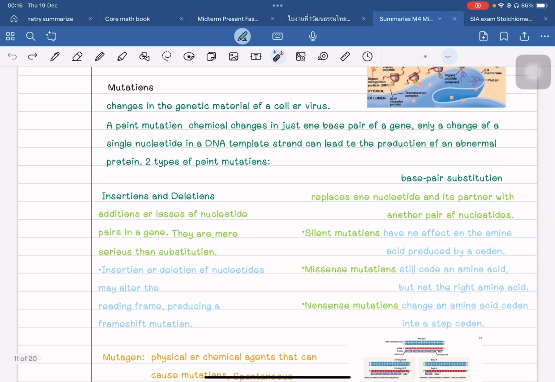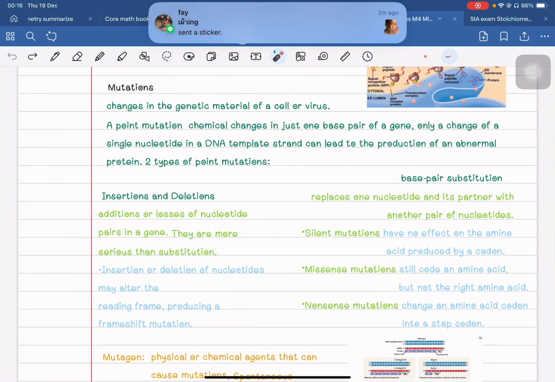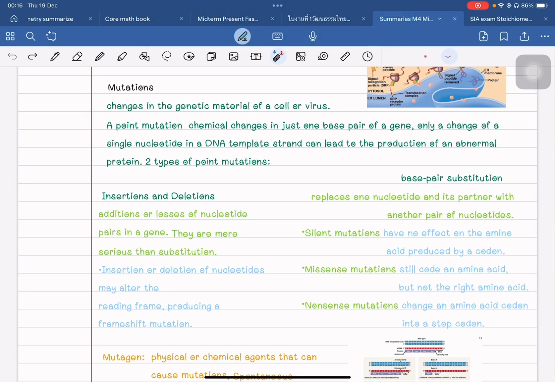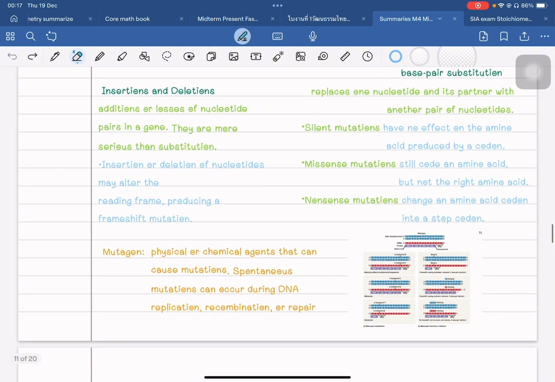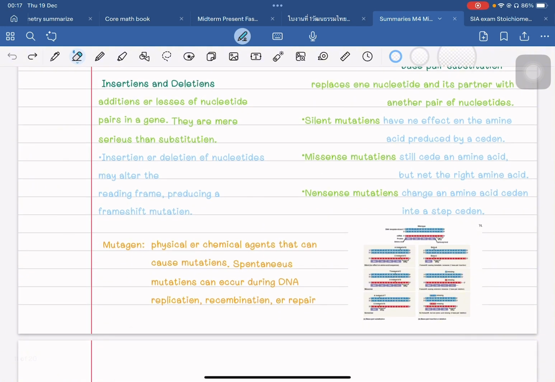First is base pair substitutions. It replaces one nucleotide and its partner with another pair of nucleotides. There are three types of them. One is the silent mutation. It has no effect on the amino acid produced by the codon. Next is the missense mutation. It still codes an amino acid, but not the right amino acid. The last one is the nonsense mutation. The nonsense mutation will change the amino acid codon to a stop codon and stop the process.